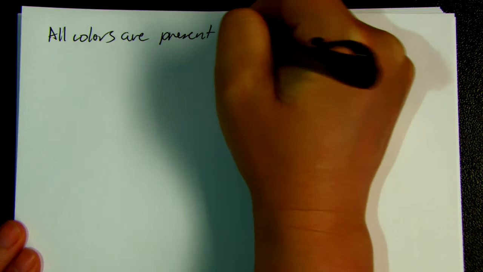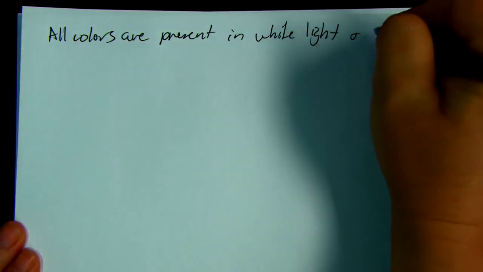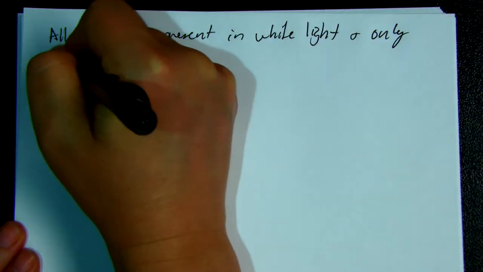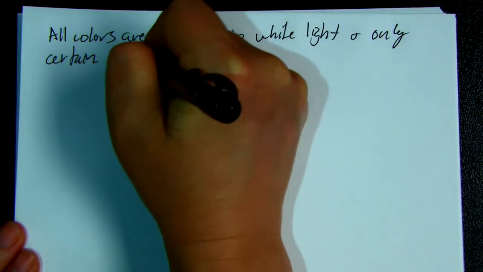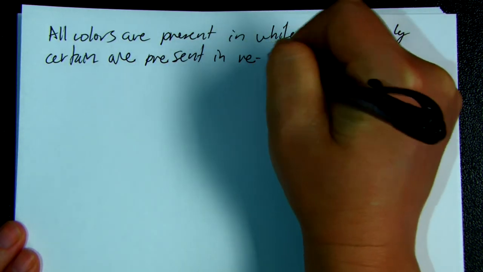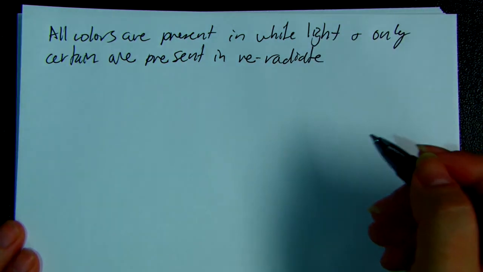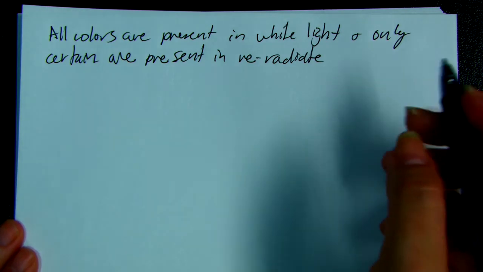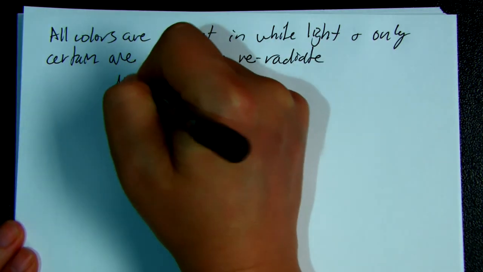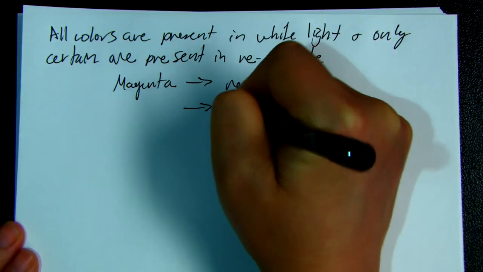all colors are present in white light. And only certain colors are present in re-radiated light. And not only that, you want to make sure that you actually have constructive interference coming out so that you can see them. So we know that seeing magenta implies that we've got red and we have blue.